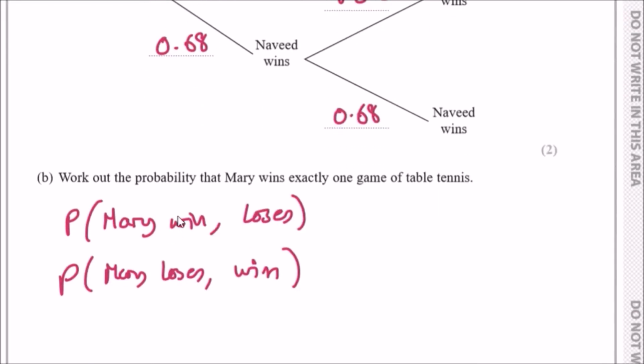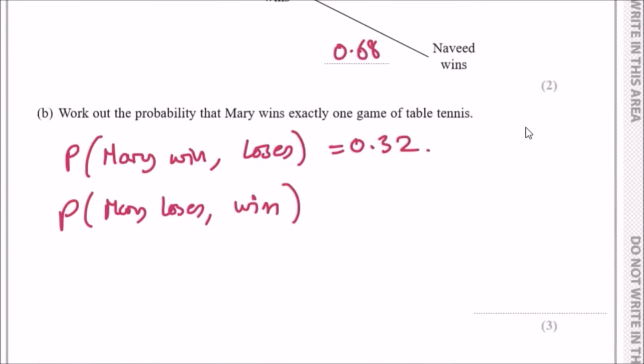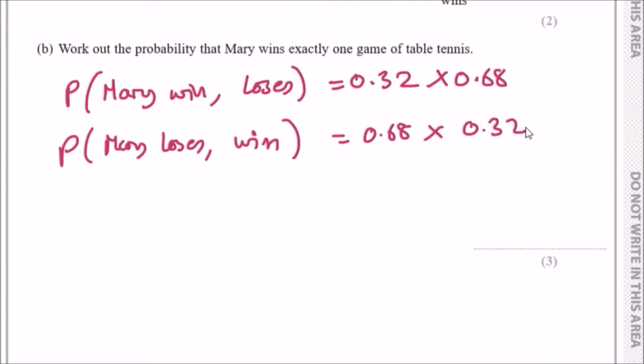So for Mary to win the first game, it will be 0.32. And for her to lose the second game, it will be 0.68. Now, if Mary loses the first game, again it's 0.68, and she wins the second game, 0.32. So now all you want to do is work out these probabilities and then add them up as a total.